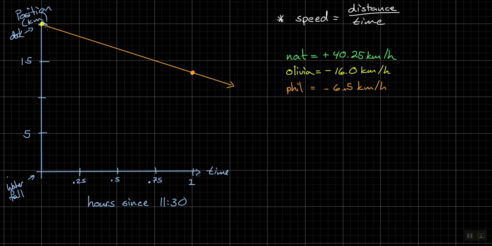Everybody will have them. Let's do Olivia next. And I recorded stuff here. Why did I write Olivia and Phil are negative? They're going south, right? We're just going to call that negative. So Olivia, over the course of 1 hour, if she starts at 20 kilometers north, 1 hour, she'll go how far south?